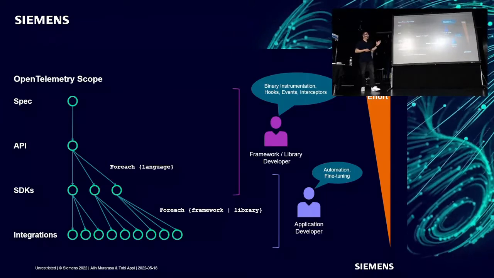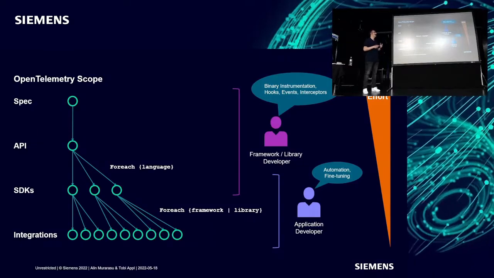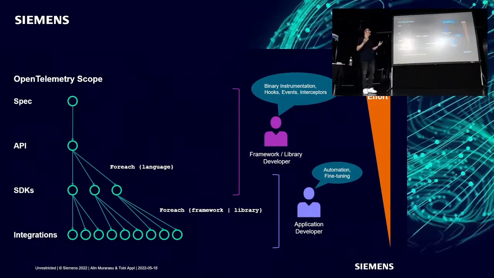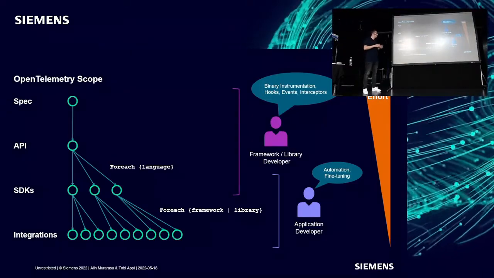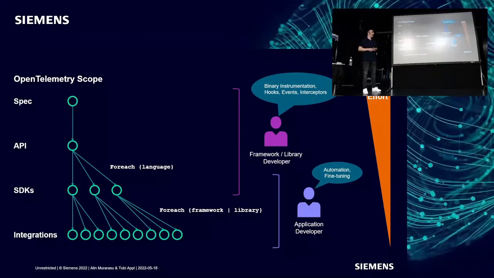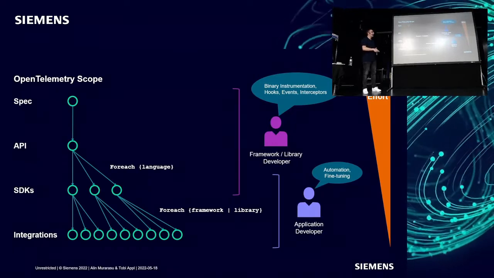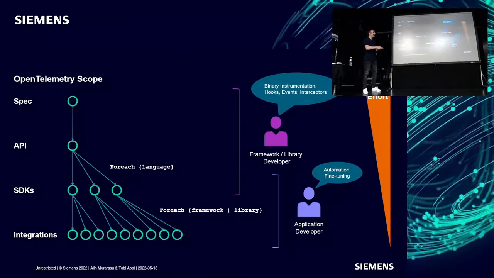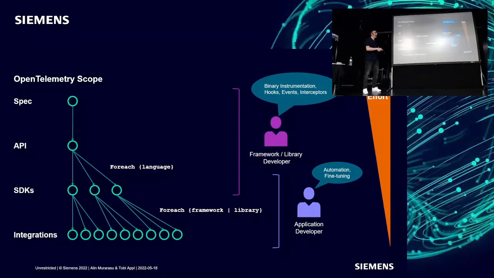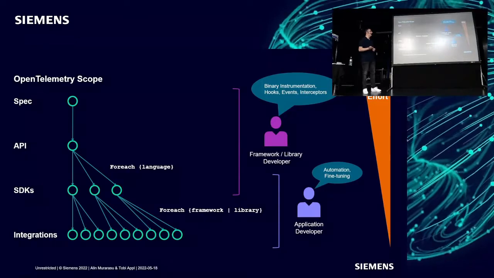There is more effort on the side of the framework and the library developer because they have to think about binary instrumentation, hook events, interceptors. So how do they bring OpenTelemetry into that library or that framework? In our case, with our developers, we will be somewhere here, we believe, and maybe we do a bit of step into the SDK if we want to build something more custom.